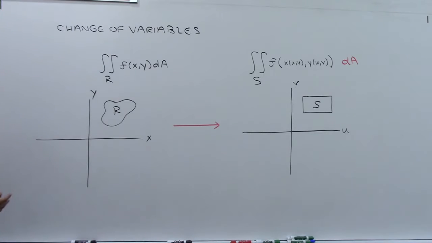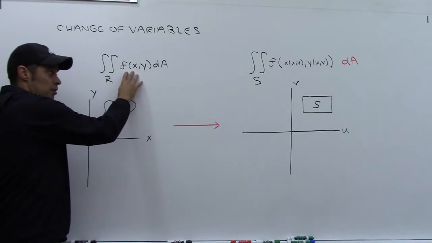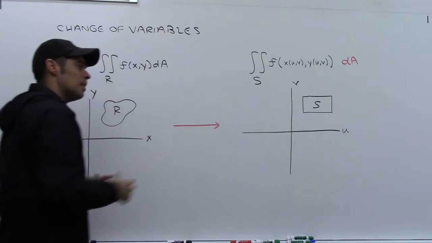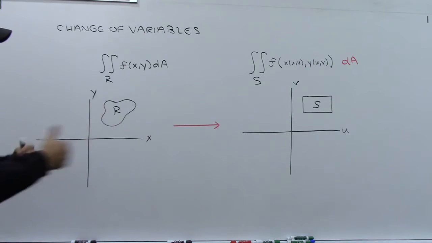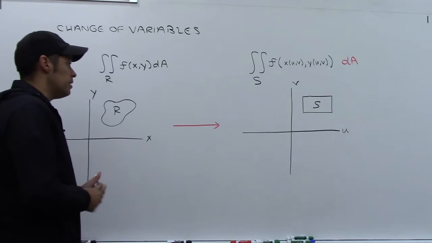The other reason we might want to change variables is if the function we're trying to integrate is difficult. If this is tough to do, then maybe if we switch it to a new function by changing the x and y to some new variables, that new integration is easier for us to handle. So that's usually the two main motivations for doing a change of variables.